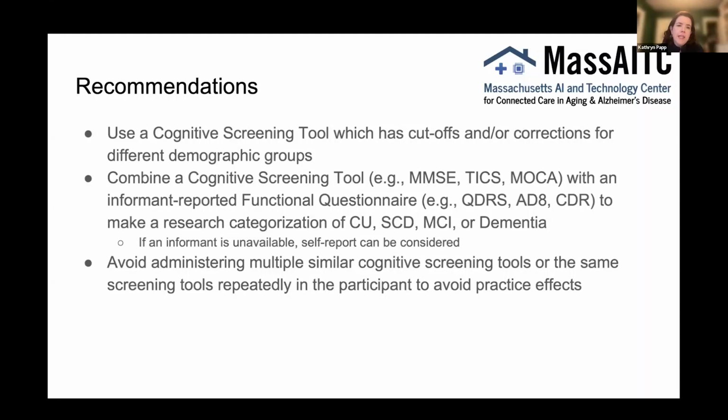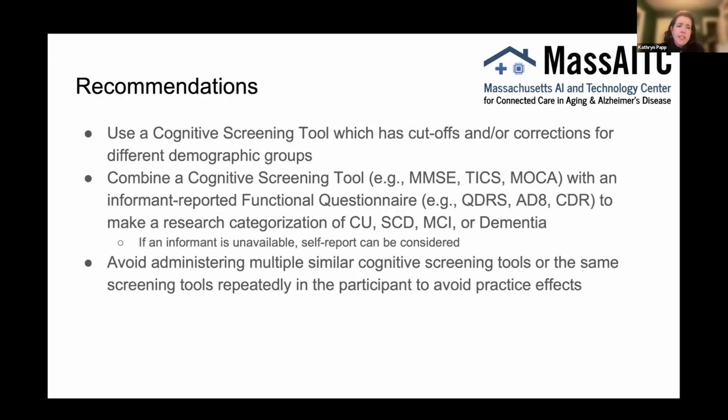And then also combining a cognitive screening tool, whichever one you choose, with some sort of informant-reported functional questionnaire to make that categorization for research of cognitively unimpaired, MCI, or dementia. We know in certain situations an informant is not always available. There's debate in the field right now about whether self-report of functional change is reliable or should be used. I think at this point, there's arguments for potentially using self-report on functional measures, but an informant is an ideal situation where you get a report not just from the participant, but someone who knows them as well.